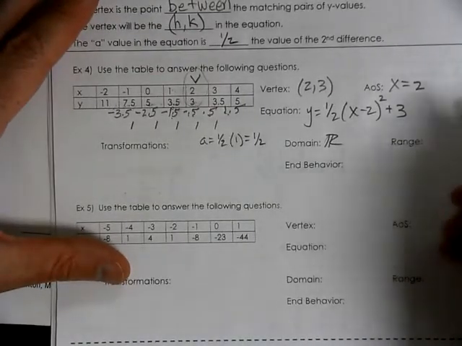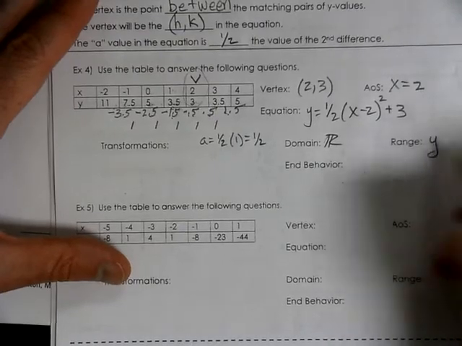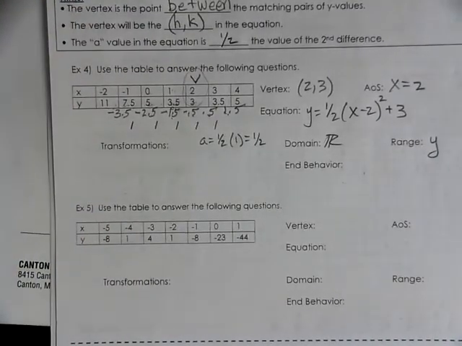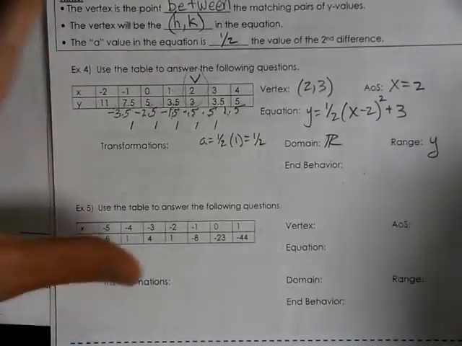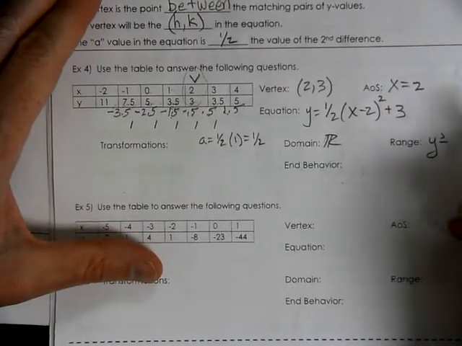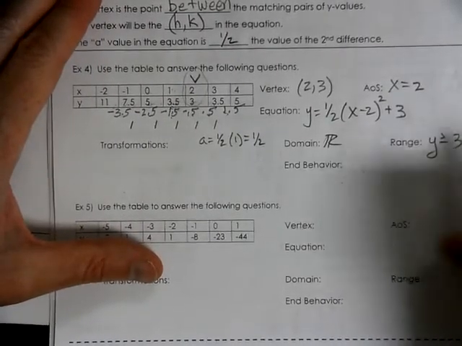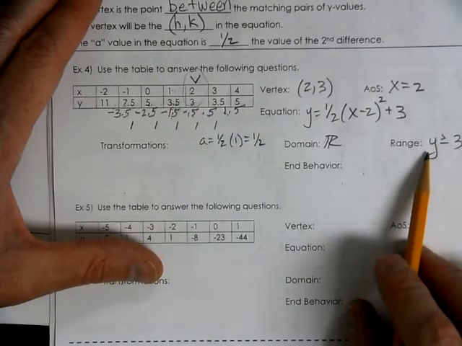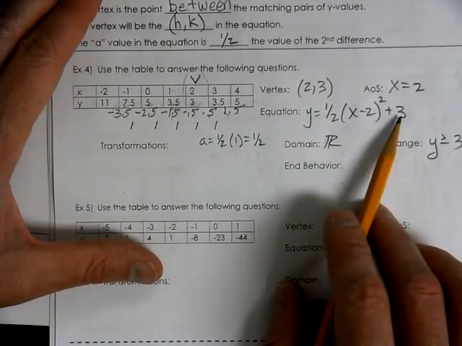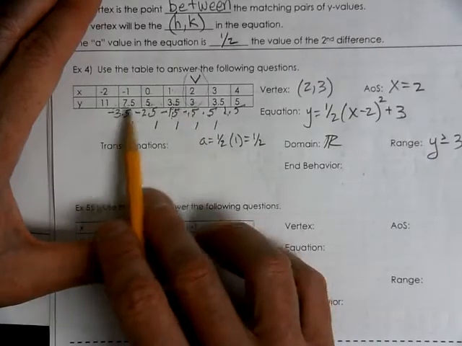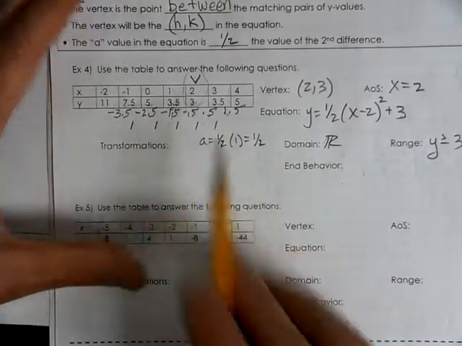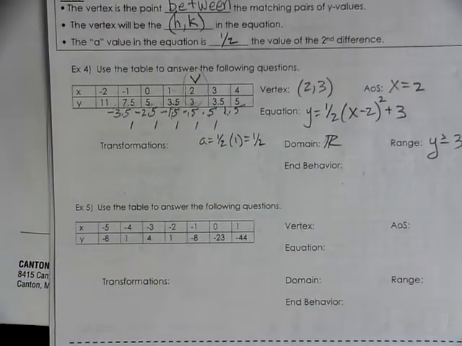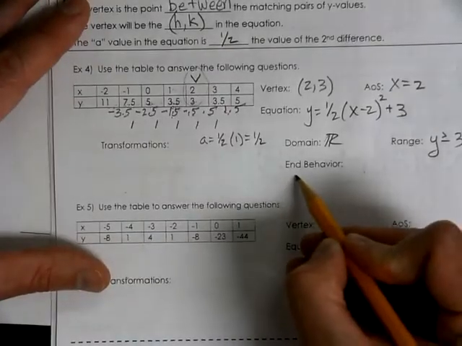Range. Your range has to do with your y values, has to do with the k. So it's going to be greater than or equal to your k value because we are increasing over time. So y is greater than or equal to k. That's our lowest value. Your k value is always going to be either the minimum or the maximum of your quadratic function.